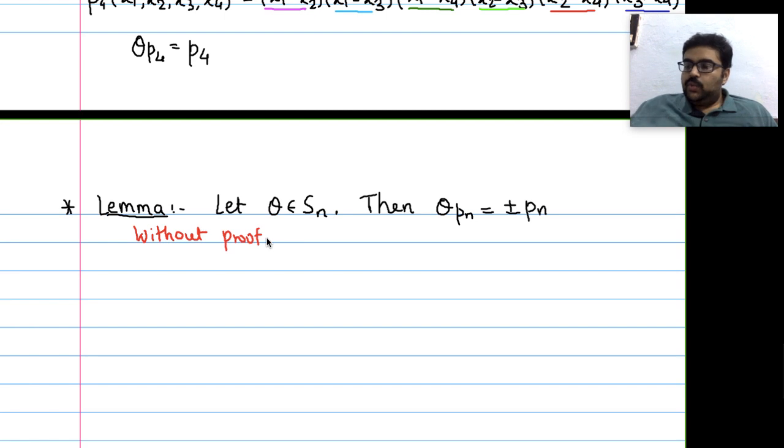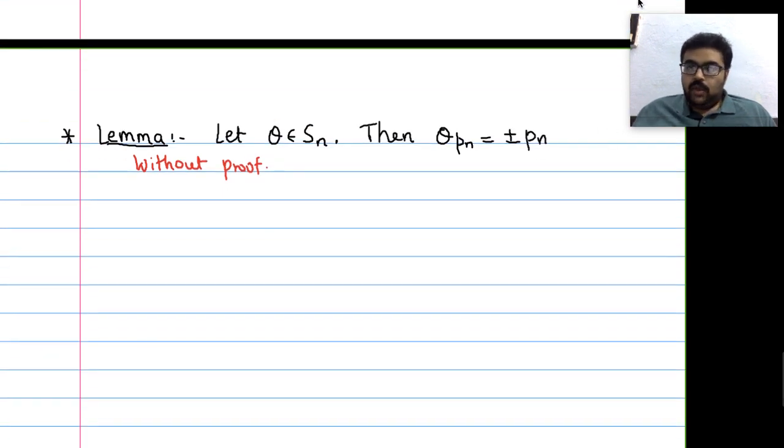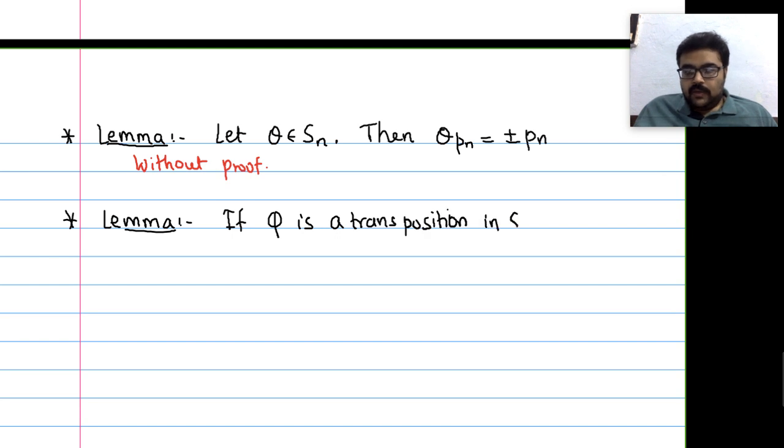So what is interesting to us is not theta as a general permutation. What is interesting to us is this lemma. What about a transposition? If phi is a transposition in Sn, then phi of Pn is minus Pn.